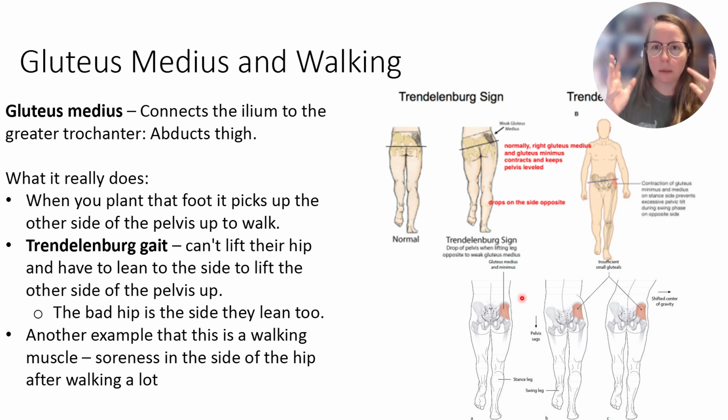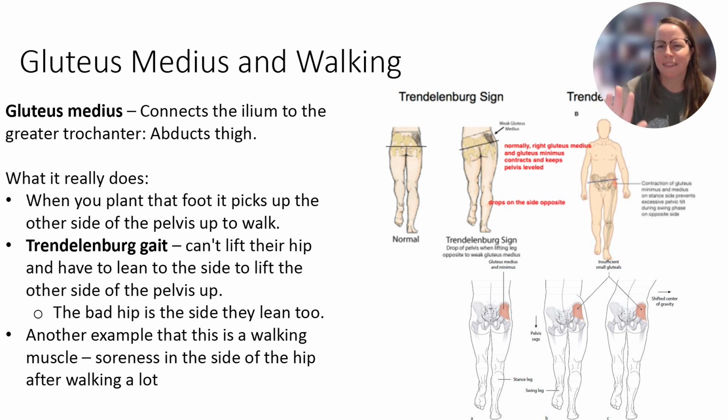In reality, the practical application of what it does is it helps the other side of the pelvis get picked up. So when you plant your foot on the ground and you start to walk, that muscle is going to contract and it's going to help pull the pelvis on the other side up so it doesn't fall down. Okay, so when we're walking, we want our hips to be level, and if they sink, that is often indicative of a weak gluteus medius muscle.